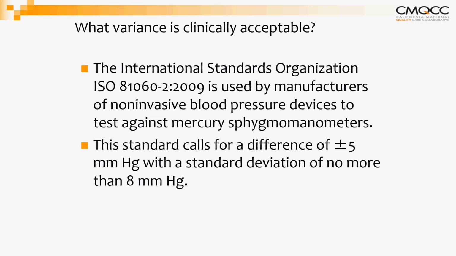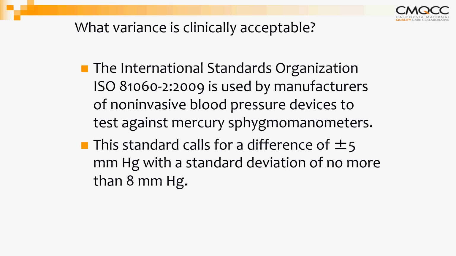So when we talk about clinical variance that sometimes occurs with the different types of machines that are used, the International Standards Organization, that's what's used by manufacturers to test against the mercury sphygmomanometers, which are considered the gold standard. So you're going to probably get a variance of about 5 millimeters of mercury with the different types. So that's plus or minus what you get in the reading, and the standard deviation of no more than 8 millimeters of mercury.